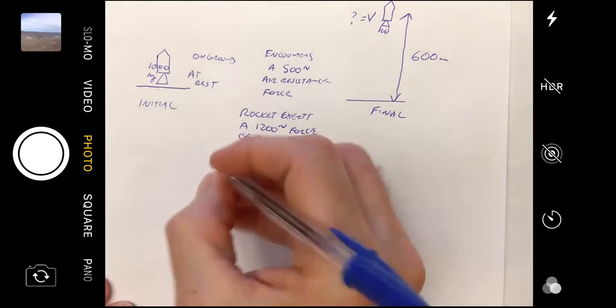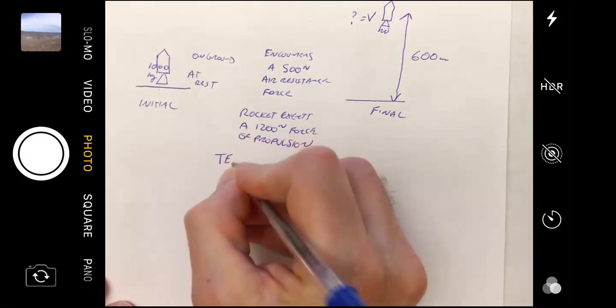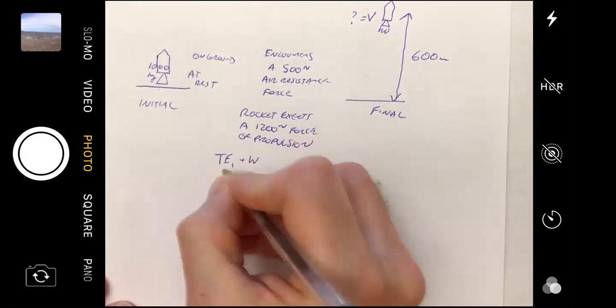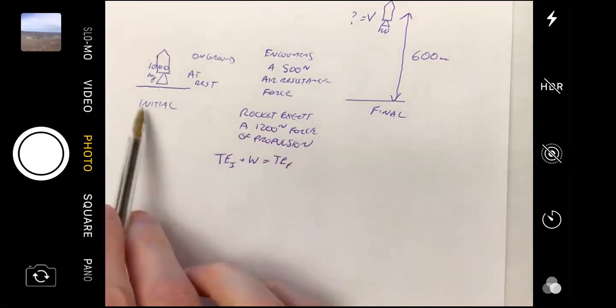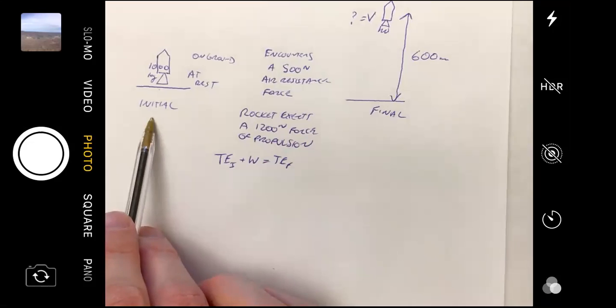Hey, Ben, if you can unmute there, I'm going to ask you a couple questions. We've got clearly a situation where we've got some work and some energy. So total initial energy plus work equals total final energy. What type or types of energy should we write here at the beginning?